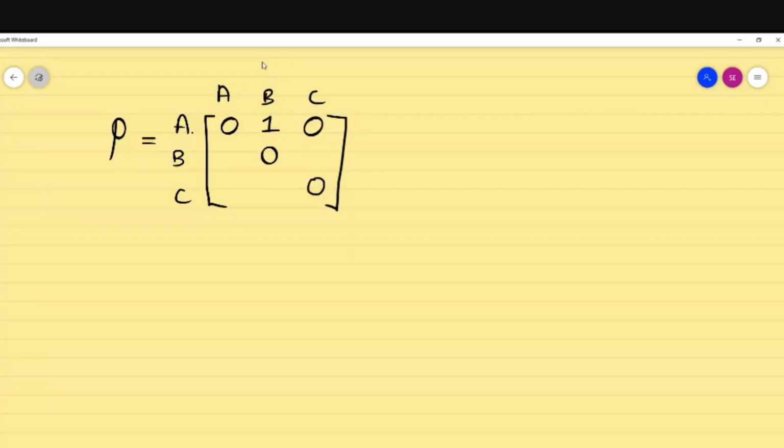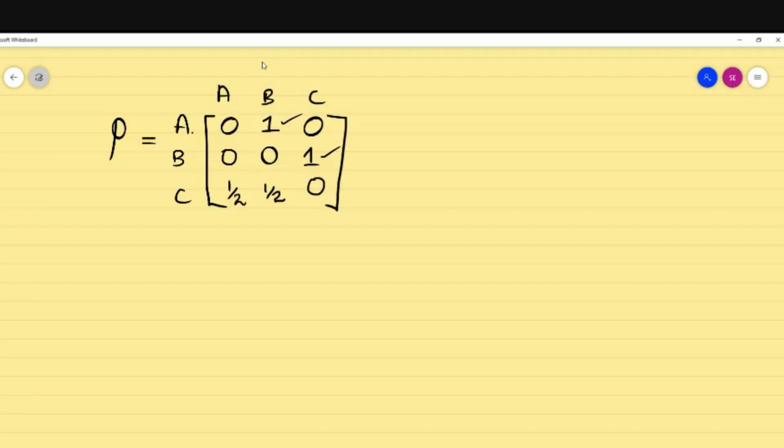Similarly, B will throw the ball 100% to C. So the probability is 1 because it is sure, and B to A is 0. But now C can have an equally likely probability. He can throw to B or he can throw to A. That means 50-50%, he can throw either to A or to B. So this forms the transition matrix.